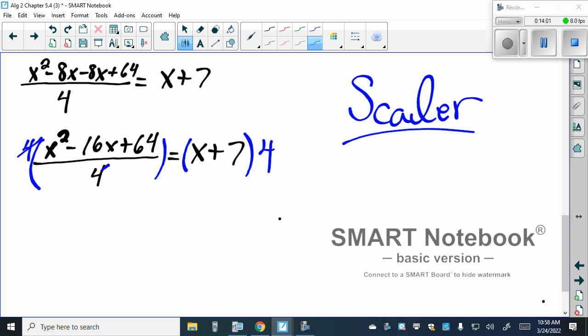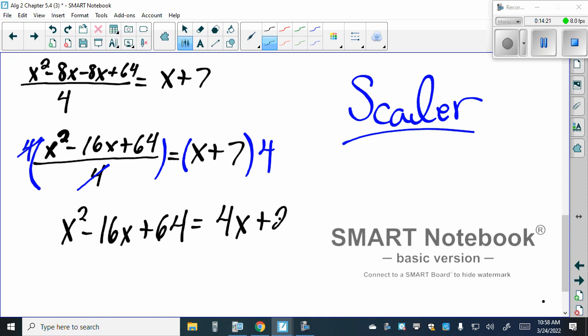Because, nicely enough, those will go away, telling me that I have x squared minus 16x plus 64. But it's not equal to x plus 7 anymore. I've got to multiply the other side by 4, which would tell us that we have 4x plus 28. But do we have any fractions anymore? No. And that's what's nice with scalars. So even if I had decimal values throughout all of them, we can multiply by some unit of 10 to move the decimals over so that all the decimals are gone. Now it's easier to work with.